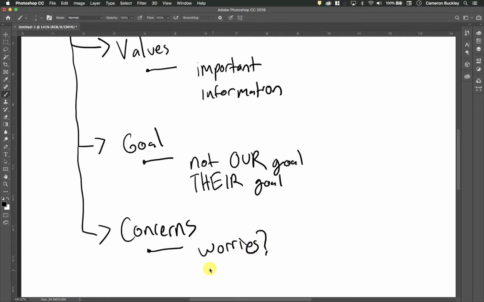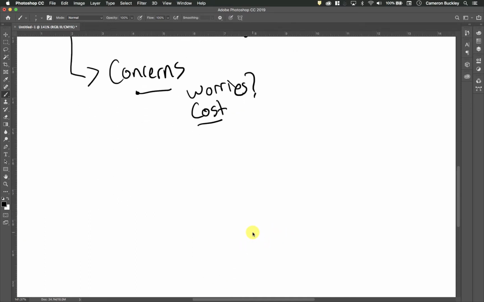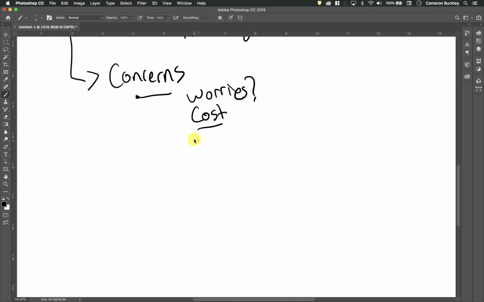Right? Cost. This is a big one. What else are they worried about regarding our product? It could be safety. There's definitely people that are much more concerned about certain aspects of a product than others. And the same thing goes for website usability.